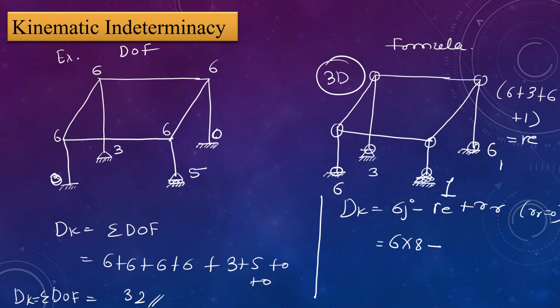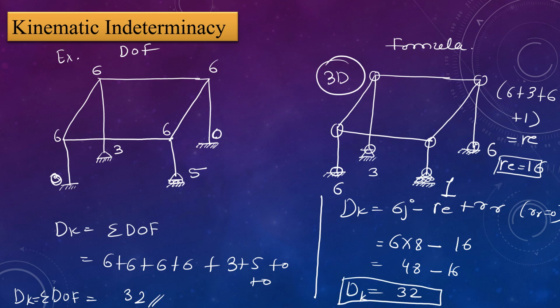Re equals 16 here. So take 16 here: 48 minus 16. So here Dk is also equal to 32. The values of Dk are the same whether you solve with the help of the formula or with the help of degree of freedom. Whichever method is easy for you, you can adopt that method. I suggest going with the degree of freedom because it is easy to solve the Dk value, and for the Ds go with the formulas.